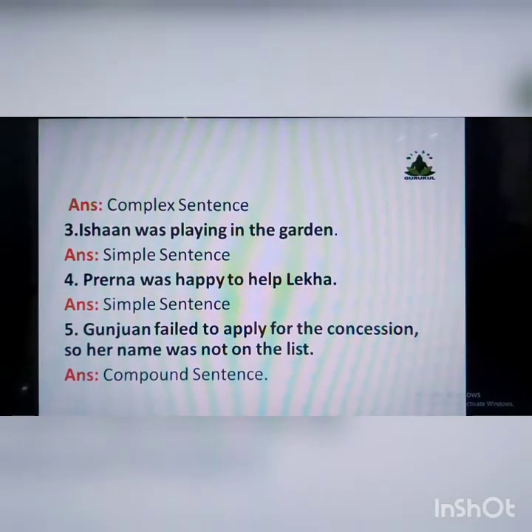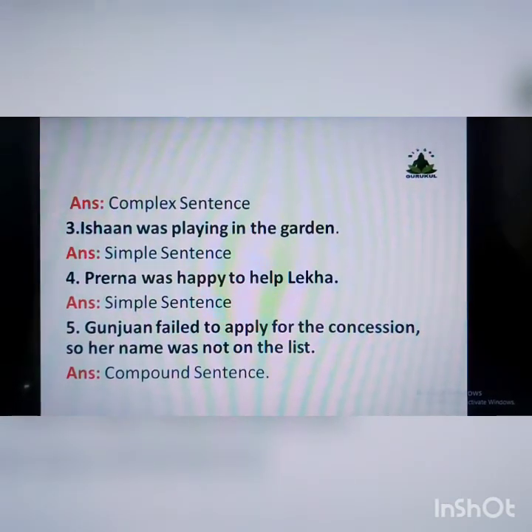Now let's see the third example. Ishan was playing in the garden. Children, this is an example of a simple sentence because it has one subject, one predicate and a finite verb. Ishan is the subject, was playing in the garden is the predicate, and was is a finite verb. Now let's see the fourth example. Prerna was happy to help Lekha. This is an example of a simple sentence because it has one subject, Prerna, and one predicate, was happy to help Lekha, and a finite verb, was.